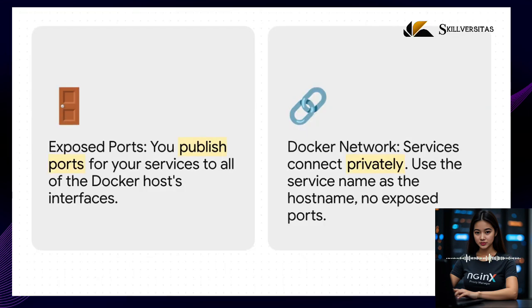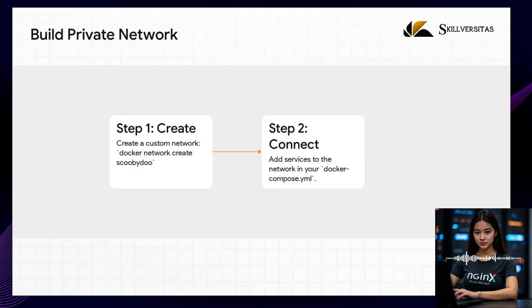Okay, so check this out, because this is a really fundamental shift in how you should think about security. On the left, you've got exposed ports. That's basically like leaving all the doors and windows of your house wide open. Anyone on your local network can just waltz right up and try to get in. But on the right, with a Docker network, that's like building a giant wall around your entire property. All your services are safe inside, talking to each other privately, and there's only one single guarded gate, Nginx Proxy Manager.